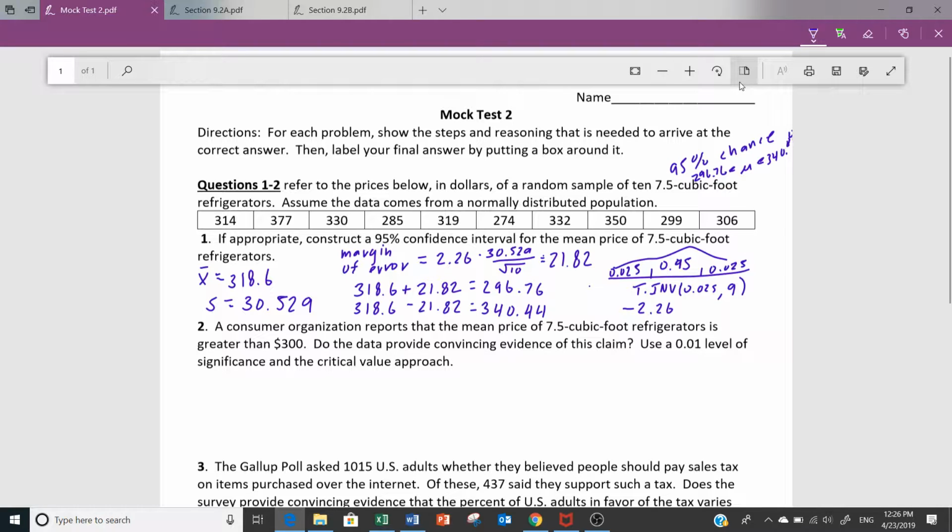The only time we can use norm.s is when you have the population standard deviation. Do we have the population? No. Can we find the standard deviation of the population if we don't have the population? How do you find the standard deviation of the population? You need the population. Do we have a population? No, we have a sample, so we have to use T.